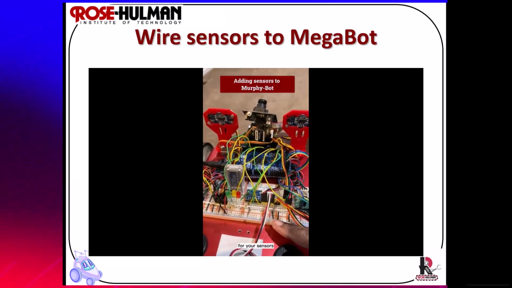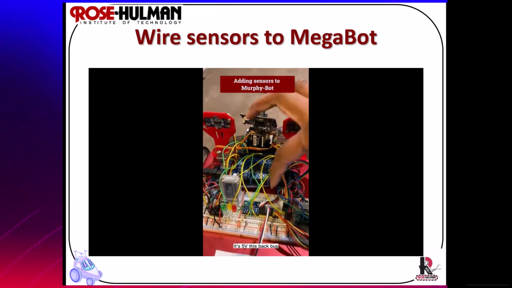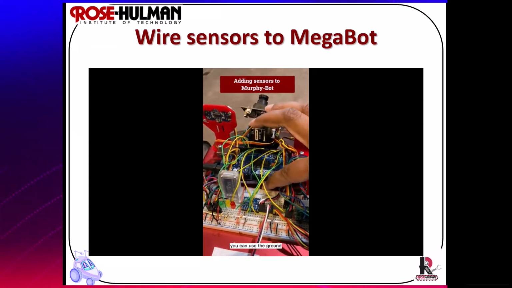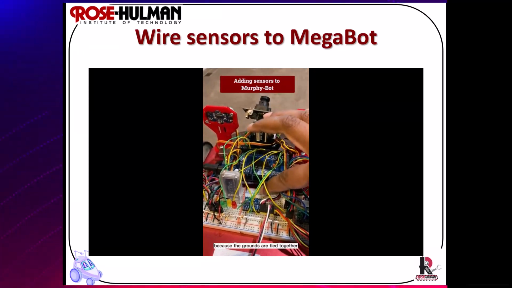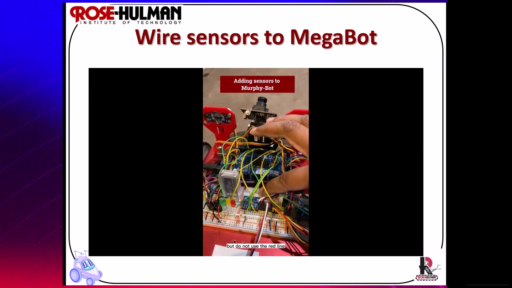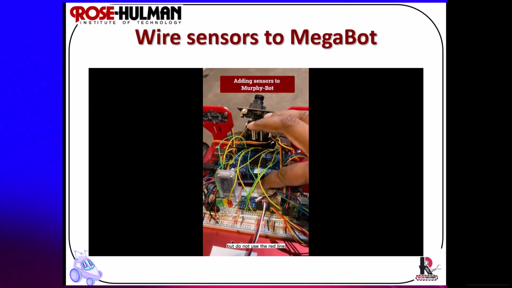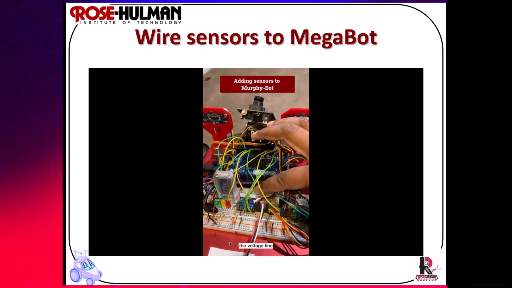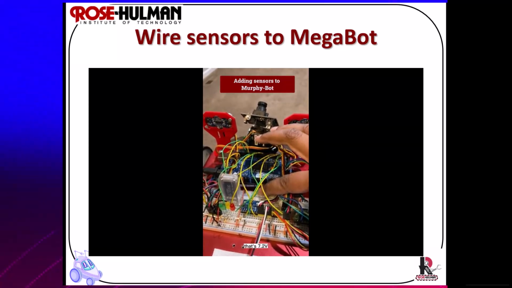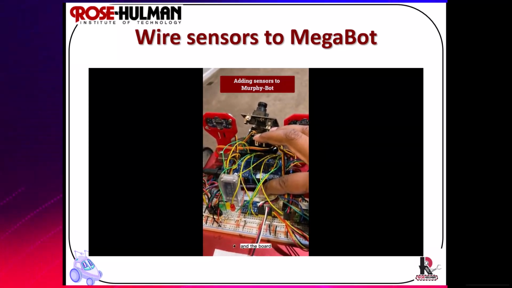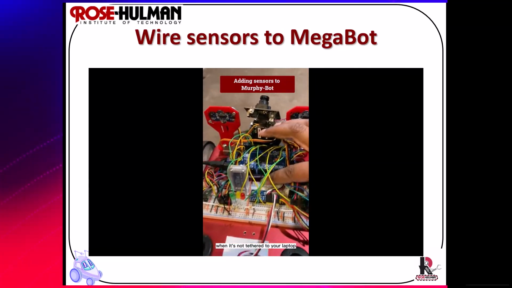But the first thing I want you to note is that you should only use this front bus, voltage and ground, for your sensors. It's 5 volts. This back bus, you can use the ground because the grounds are tied together, but do not use the red line, the voltage line. That's 7.2 volts. That's for powering the motors and the board when it's not tethered to your laptop.